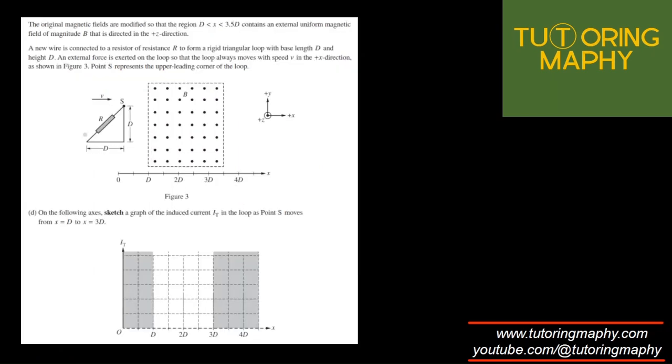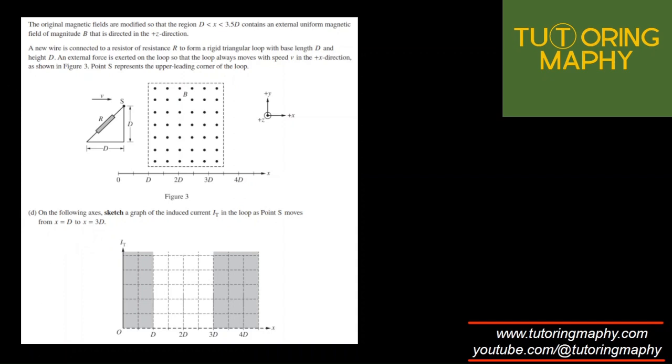All right. The last question which we have is, the original magnetic fields are modified such that now there is only a single magnetic field, and now there's a triangular loop with resistance R here, and we have to sketch the graph of the induced current of point S as it moves from D to 3D.